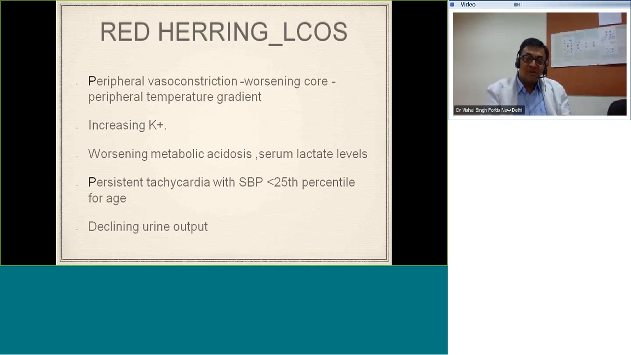Increasing potassium, decreasing urine output, worsening metabolic acidosis in spite of giving volumes, increasing serum lactate levels, and a persistent tachycardia with a systolic blood pressure less than 25th percentile. Now, these are the signs that should make you worried.